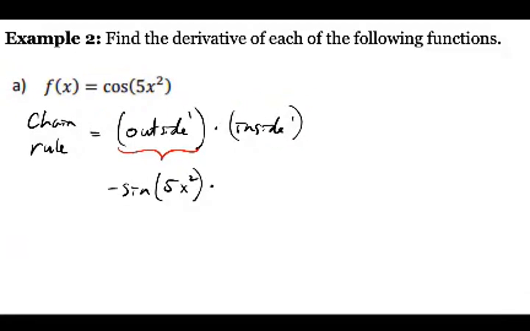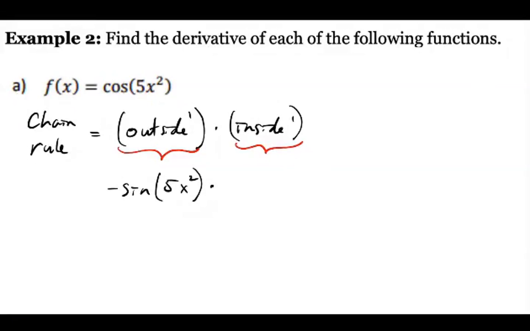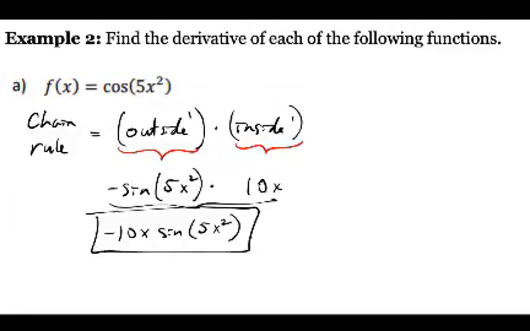I didn't find the derivative of the inside because it's going to have its day. It's coming right afterwards. The next thing I'm going to do is find the derivative of the inside. What's the derivative of the inside now? 10x. Change that around. So you put the negative 10x in the front times sine of 5x squared. Done. Okay, you can put a multiplication there if you want. Yeah, Rob.